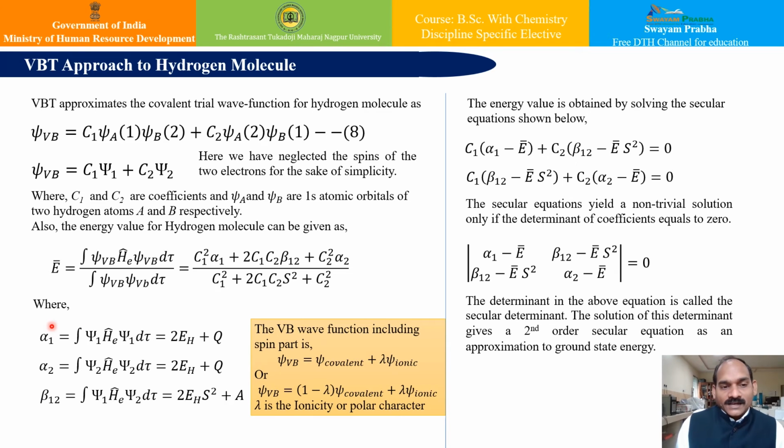So we have seen in the earlier lecture the integrals which we have used, like H_AA, H_BB, the Coulomb integral, then the overlap integral, and then the exchange integral. Using these integrals, we have got the energy of this form, and then the exchange integral will give you this form.